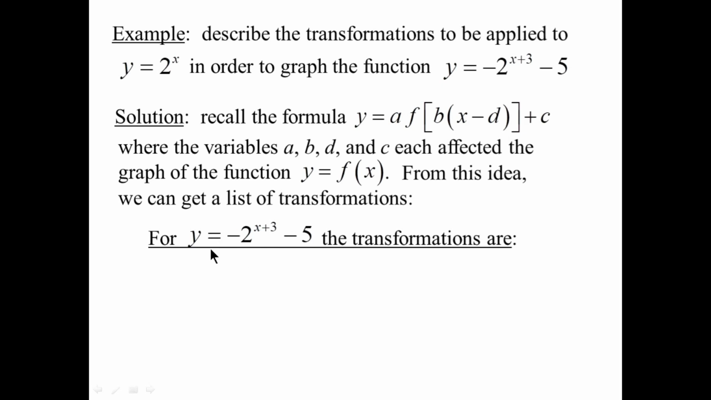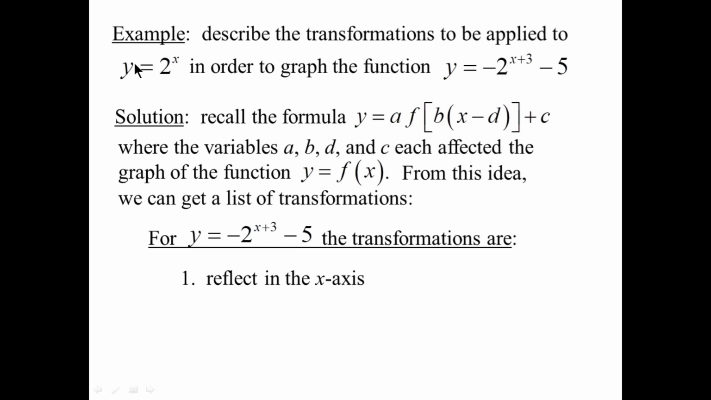For this transformed function, the transformations are, now we shall make a list and read from left to right. The first thing I encounter that's different from y equals 2 to the x is a subtraction. So that's our first transformation. It's a negative a value, which is a reflection in the x-axis.